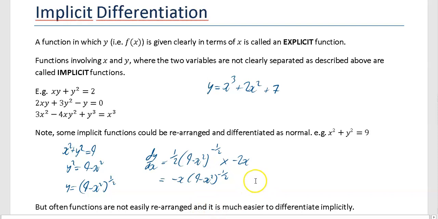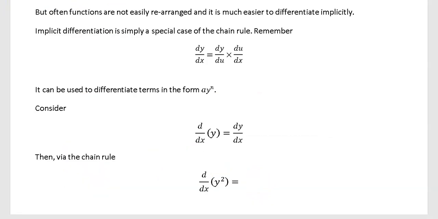But there's many cases where it's not going to be so easy, so we're going to have to look at how we go about doing this. As I said, it's often not easy to rearrange and make y the subject. So we're going to use the chain rule an awful lot in this. So remember what your chain rule is: dy by dx is equal to dy by du times du by dx. So if you're differentiating y with respect to x, that's just dy by dx.